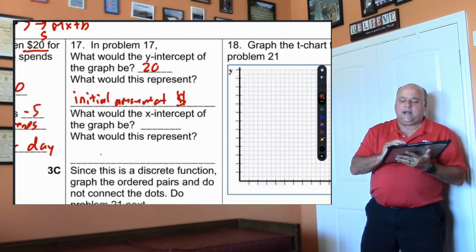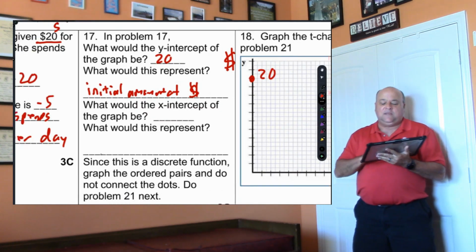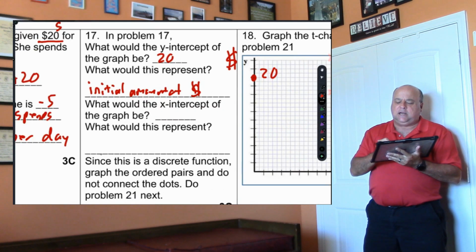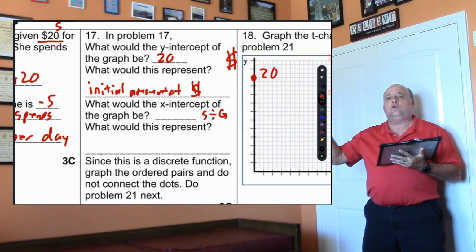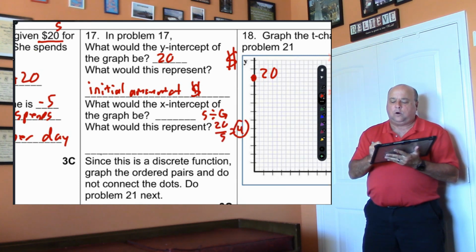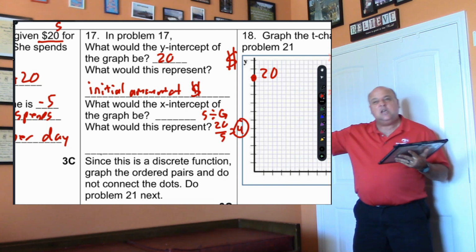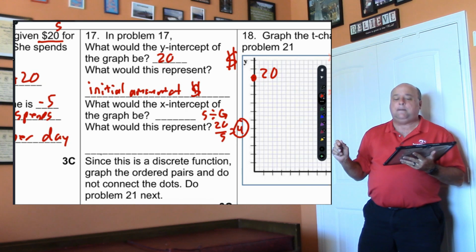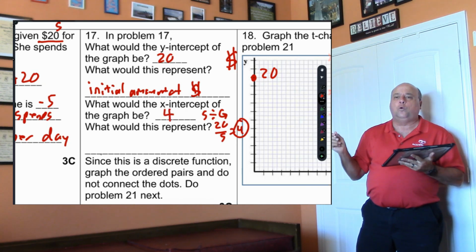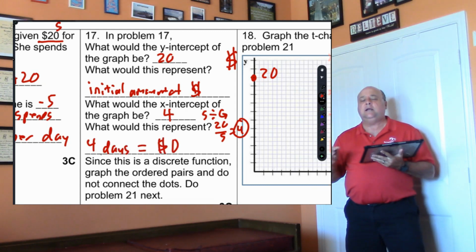So we're going to go over here to the y-axis. Our y is money, and we're going to put a dot at 20. Now then, the x-intercept: if you divide the starting number by the growing number, how many growing numbers are in the starting number? So if we do 20 divided by 5, we're going to get 4, aren't we? Actually, it's 20 divided by -5, you get -4. You've got to flip the sign. You got 4 times that she can spend $5, right? So the x-intercept's 4, and in 4 days she's going to run out of money. 4 days equals $0.